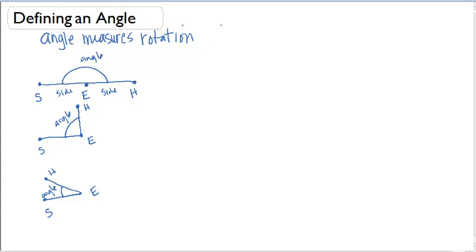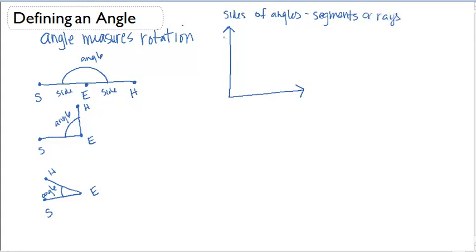So let's look at a couple examples. I'm going to draw an angle here. We can use segments or rays as the sides of our angle. So here I'm going to use a ray, but we could also use segments. I'm going to make a note of that. Sides of angles can be either segments or rays. So here is the side. We can also have lines, but for the ones we're going to look at today, we're either going to have segments or rays.